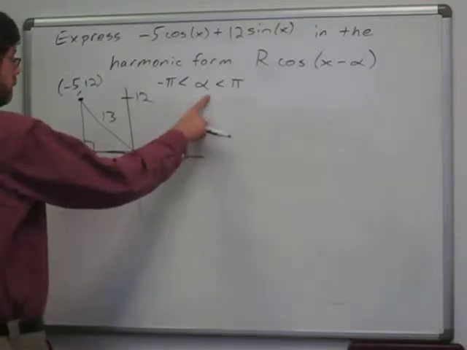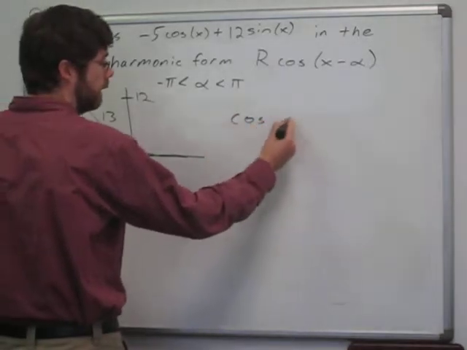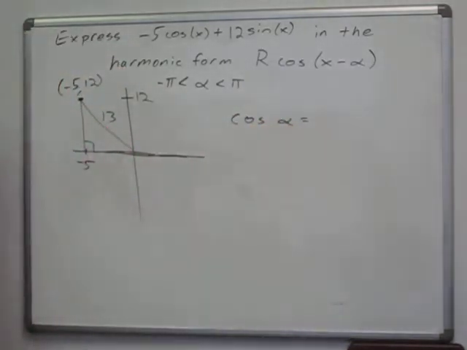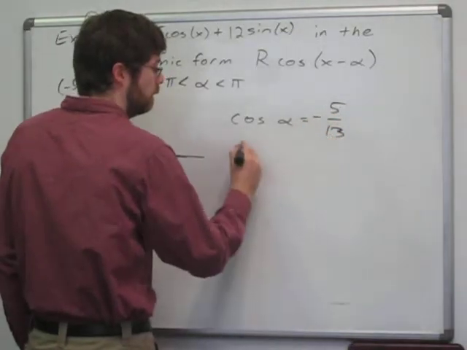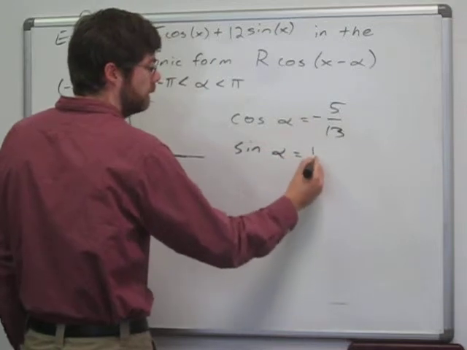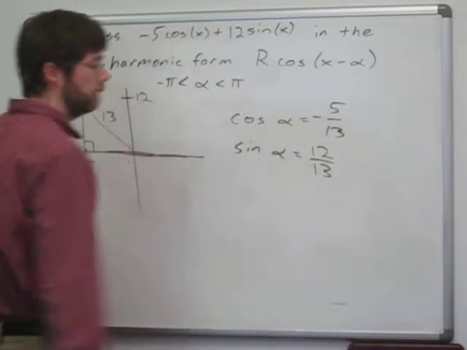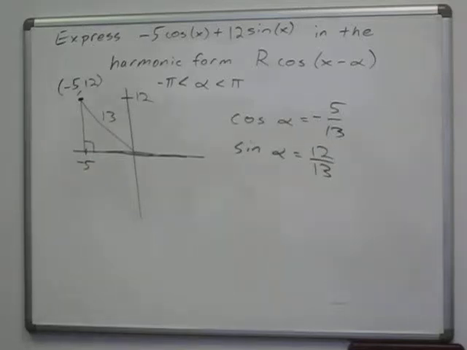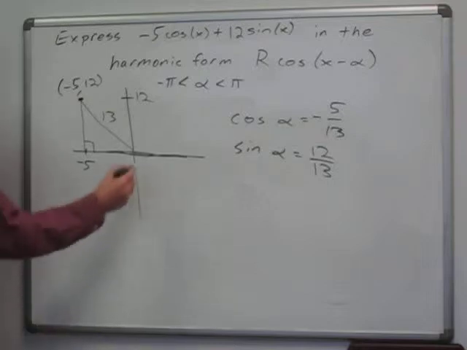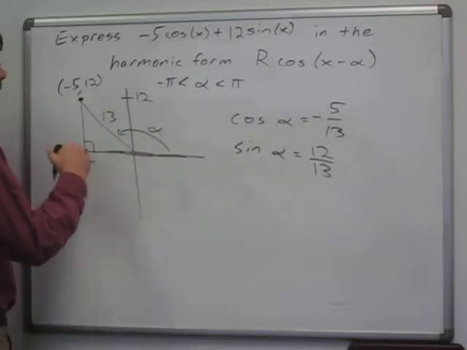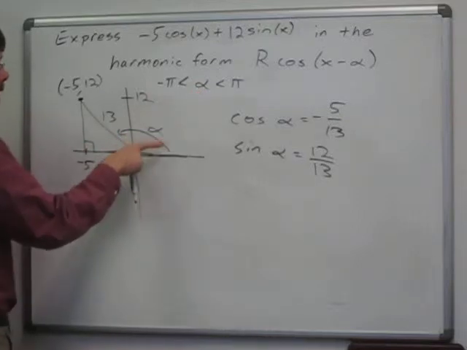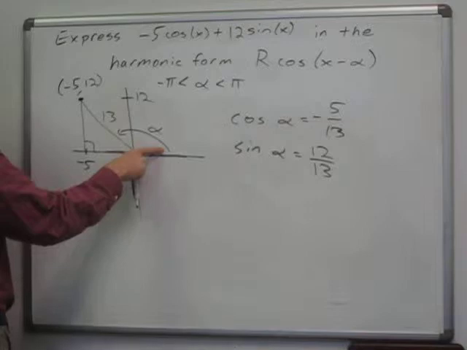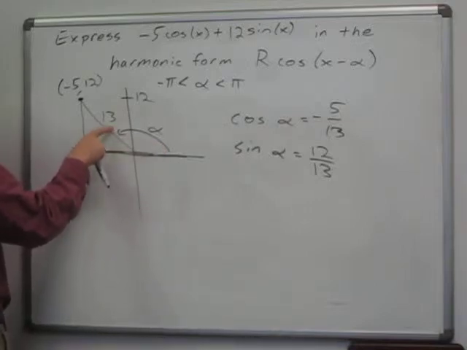For the phase shift, for the alpha, we need to satisfy two conditions. The cosine of alpha has to be negative 5 over 13, and the sine of alpha has to equal positive 12 over 13, right? So alpha has to be a rotation that lands us in quadrant 2. Okay. There's alpha. Moreover, alpha has to fall between negative pi and pi. Well, certainly an angle between 0 and pi is sufficient to do the job.